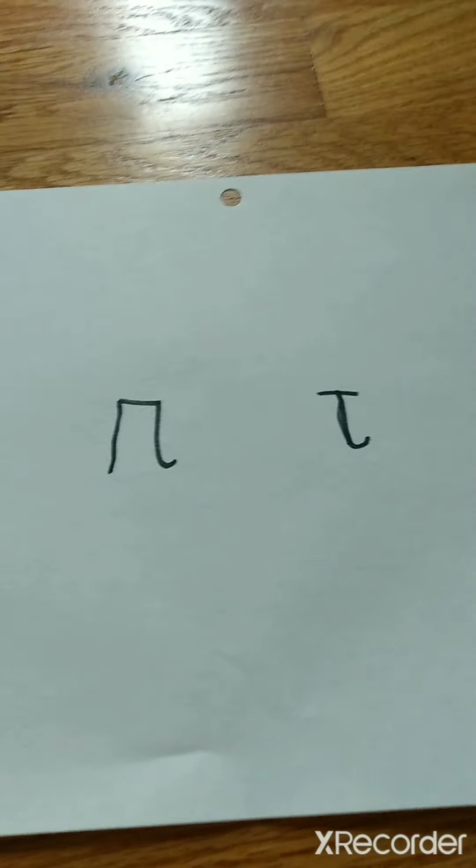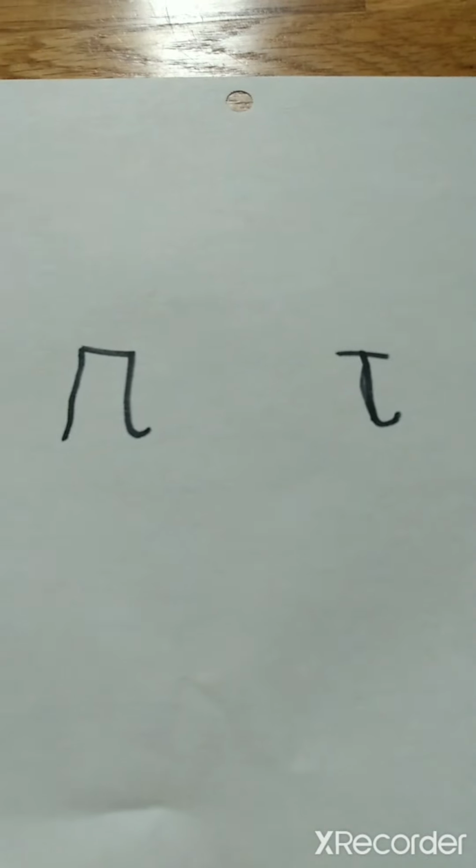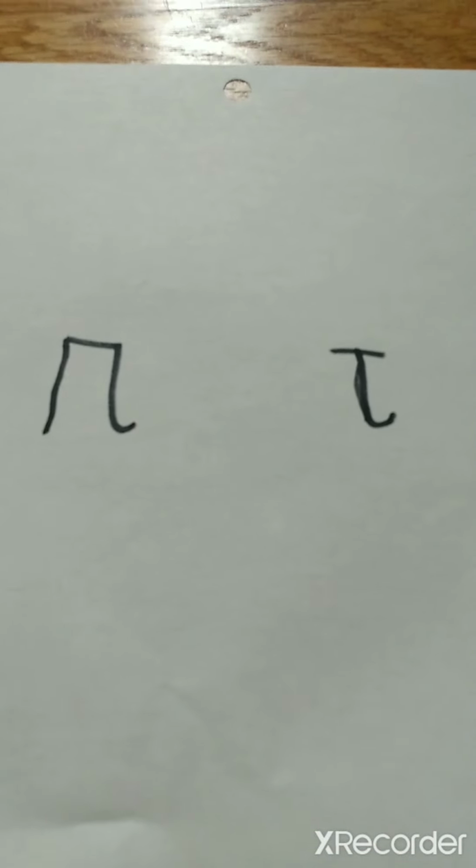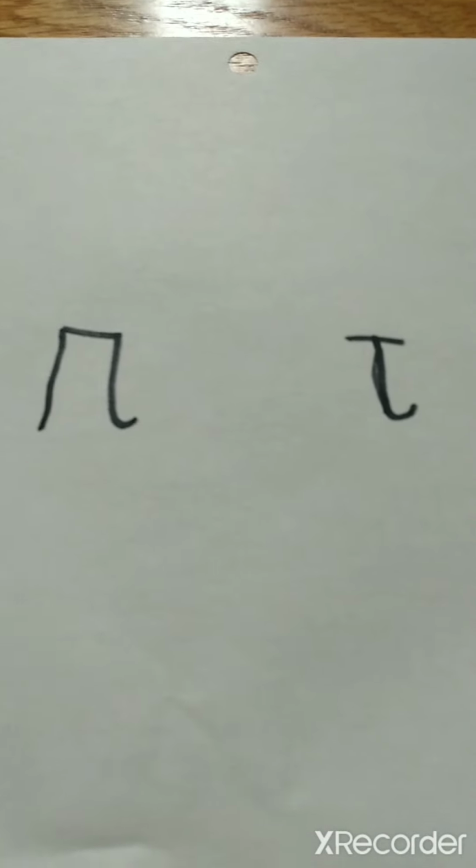Which do you prefer to be in geometry? Would you rather work with pi or would you rather work with tau? On Tau Day, many people like to bake 2 pies instead of 1 because tau is actually double the size of pi.